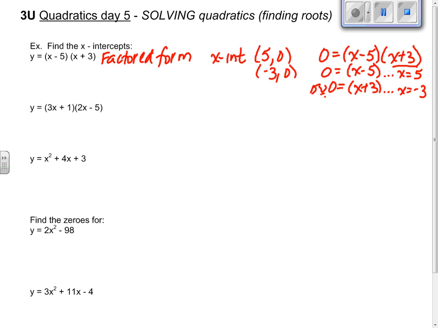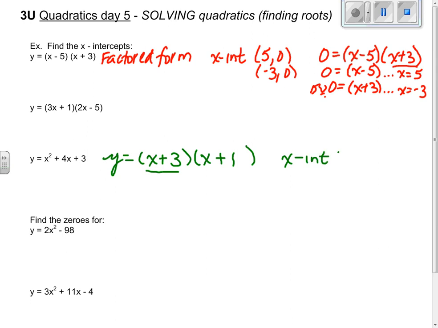For the third one, I don't have it in factored form, but if I could write it in factored form, I would know my x-intercepts. If I rewrite that, because it's a simple trinomial, there's two sets of brackets, x and x, multiplies to 3, adds to 4. It's beautiful to factor. Then I know that either this bracket is equal to 0 and I have an x-intercept of minus 3, or this is equal to 0 and I have my second x-intercept as minus 1.